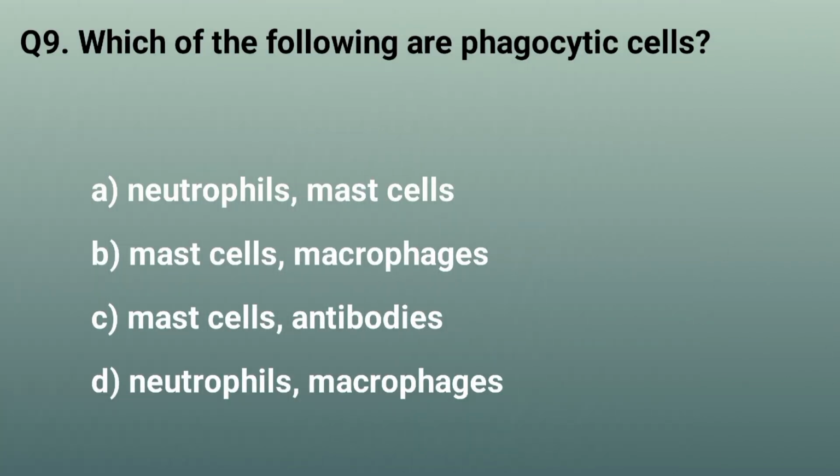Question number 9. Which of the following are phagocytic cells? Right answer is option D. Neutrophil, macrophages.